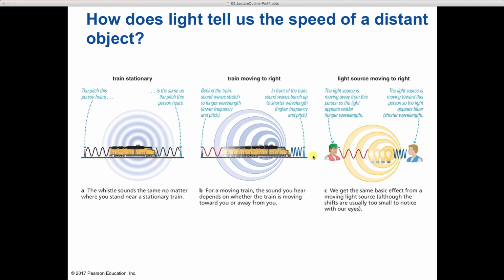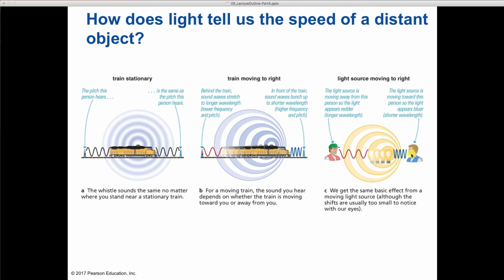Same thing is true for light. If this light bulb is giving off light and it's traveling towards somebody, all the different colors that it's giving off are going to have shorter wavelengths for this person over here who the bulb is traveling toward. This person over here who has the light bulb traveling away from him is going to measure longer wavelengths for all those different colors. And so that's going to be true for any source of light.